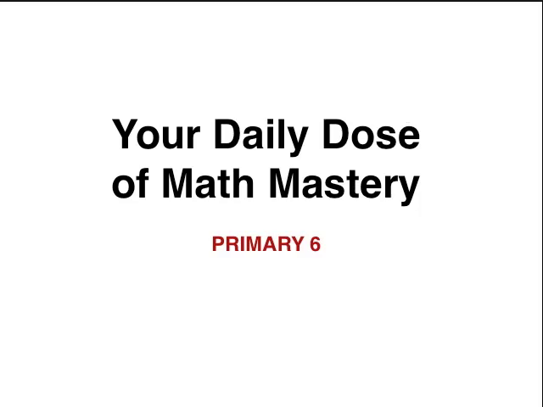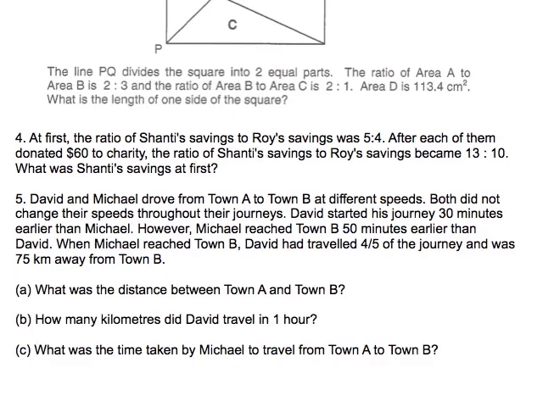Now this question, let's take a look at it first, is actually a simple question if you've done a lot of ratio questions. If you've seen this strategy being used, it's actually pretty simple. So let's take a read of this question first. It says, at first, the ratio of Shanti's savings to Roy's savings was 5:4. After each of them donated $60 to charity, the ratio of Shanti's savings to Roy's savings became 13:10. The question is, what was Shanti's savings at first?